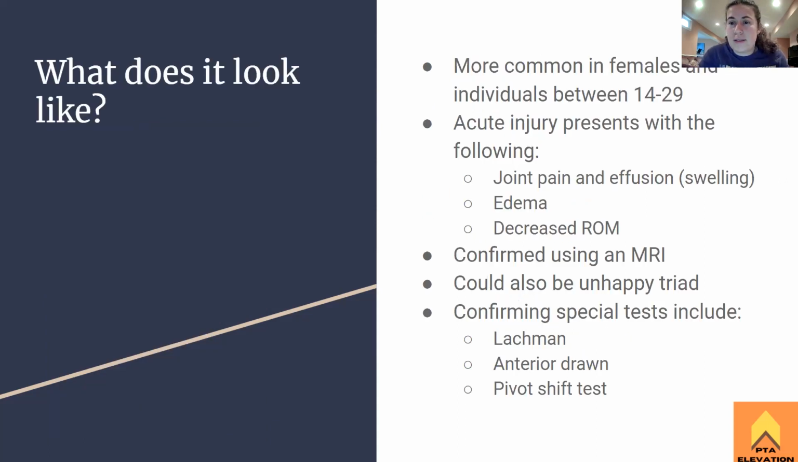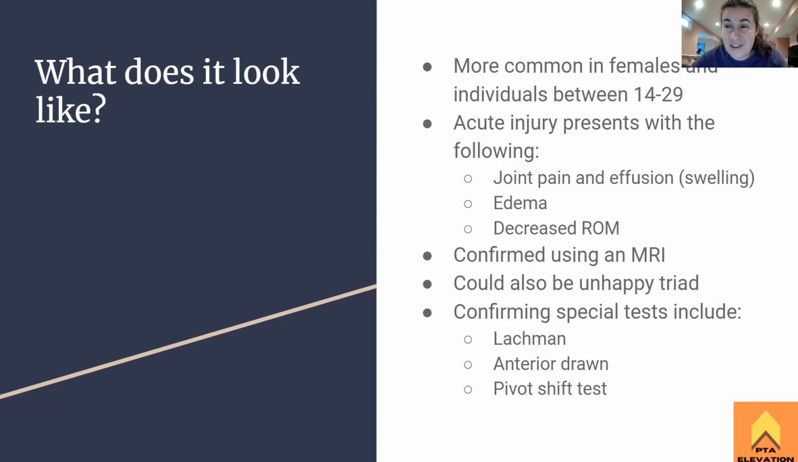So what does it look like? As I said before, it's probably going to be more common in our female athlete individuals and those between ages 14 and 29. So let's say it's like an 18-year-old female. That's a thing that you would see. I know a lot of girls on the basketball team would tear their ACLs all the time in high school. That's super common. Q angle puts them at risk.